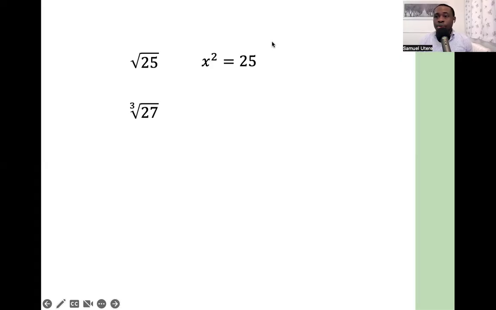Well, if we use the same pattern, we can say, well, x cubed must be 27. All right, so we're now exploring higher roots. We've explored higher powers, we're now exploring higher roots. What about if we have this? We know that if we put this in our calculator, we'll get the answer 10.